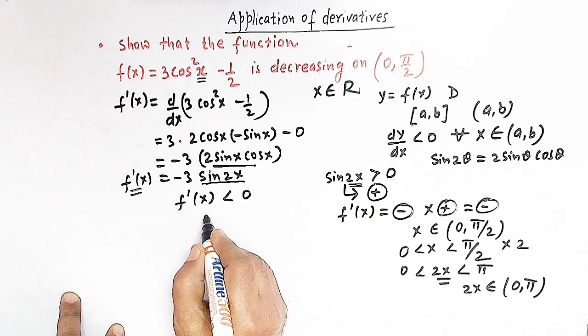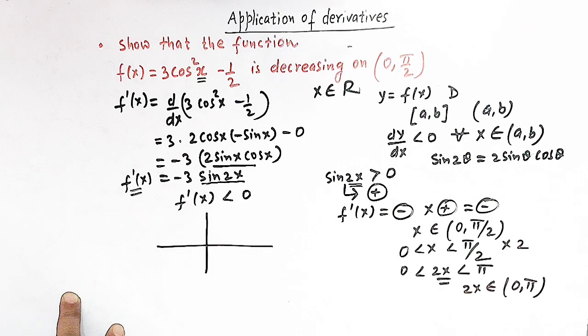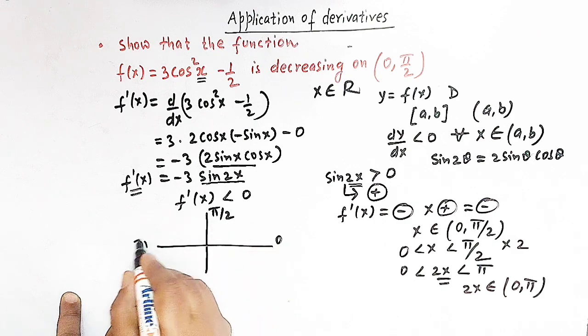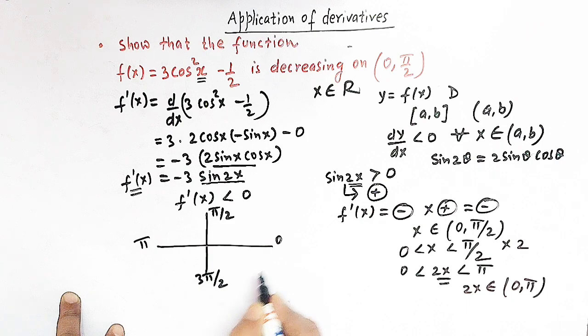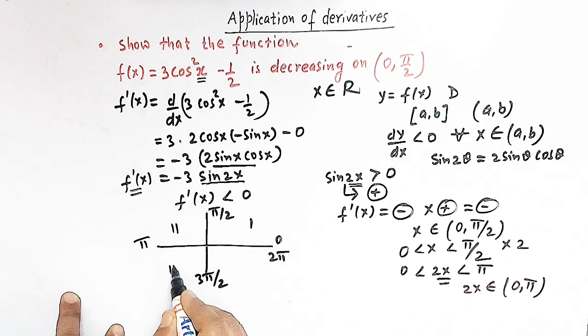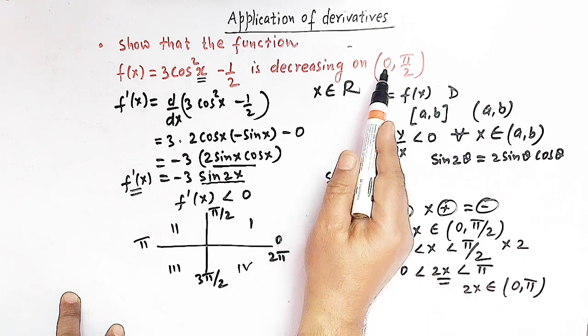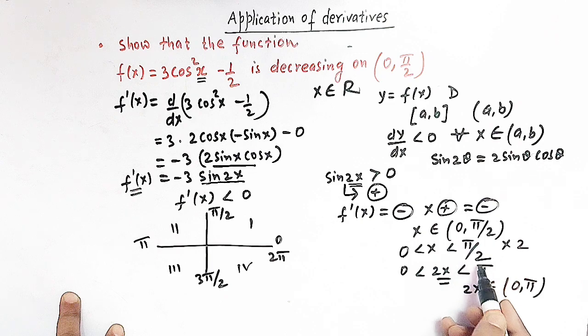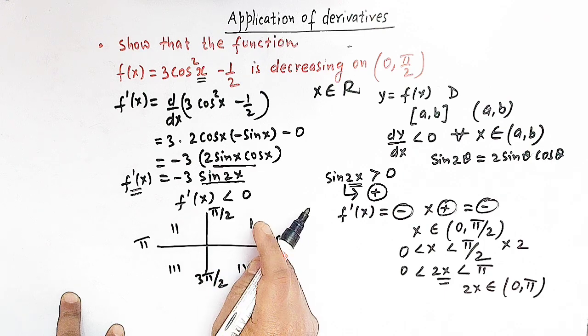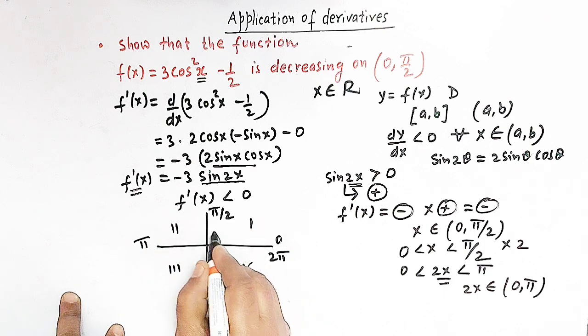So if we see the sign convention of sine function in the four quadrants, here we have 0, here we have pi by 2, here we have pi, this is 3 pi by 2, and here we have 2 pi. This is the first quadrant, this is second, this is third, and this is fourth. So when x belongs to 0 to pi by 2, then 2x belongs to 0 to pi. So we have to consider only the first quadrant and the second quadrant.